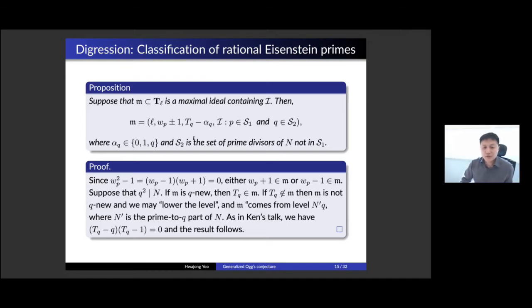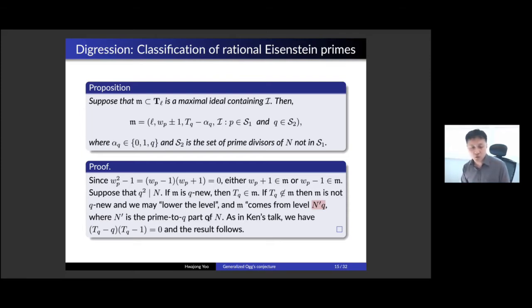The first one is easy. Suppose that Q squared divides N. Then when M is Q-new, so it is related to a Q-new form, the eigenvalue is always 0 because Q squared divides the level N. So therefore T_Q is in M. If T_Q is not in M, then M is not Q-new, and so we lower the level to N' times Q, where N' is the prime-to-Q part of N. So this is somehow a squarefree level.